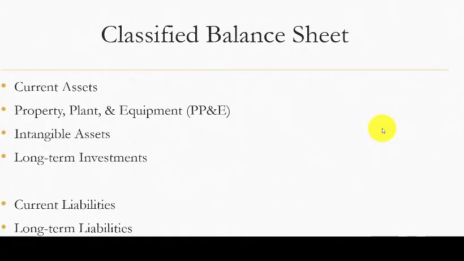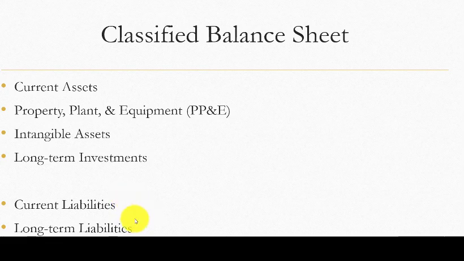Now, balance sheets are always classified. They fall into different categories here. You'll notice we have current assets, and then we have some other kinds of assets. These are all non-current. Current assets are those we expect to convert to cash or use up within 1 year. Current liabilities are those that we expect to pay within 1 year. So that's very important to understand.